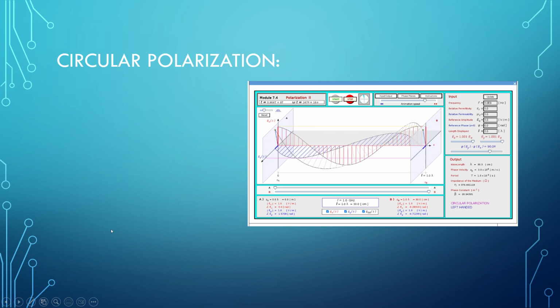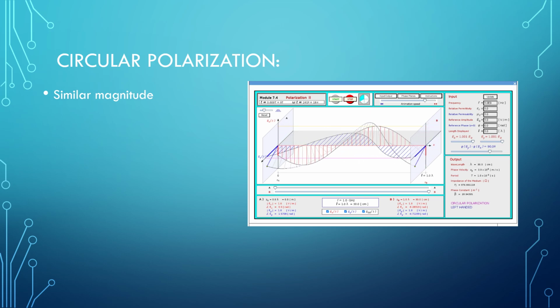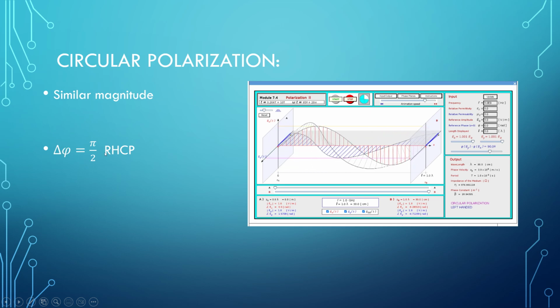The other type is circular polarization, and circular polarization happens if the field components along the X and Y axis have equal magnitude, and the phase difference between them is equal to pi over 2. We will talk about the right hand circular polarization meaning and the left hand circular polarization later on.